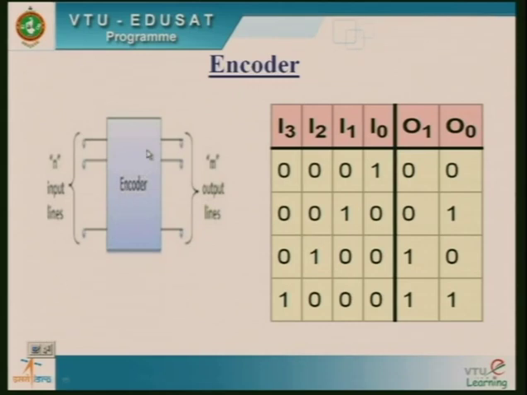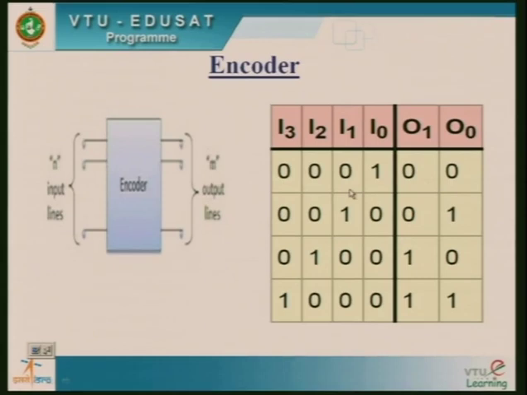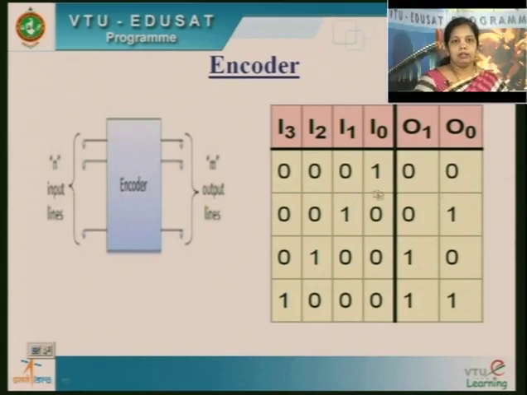In this we have n input lines and m output lines. This is a reverse operation. As we discussed in the decoder, the number of output lines was more. Here the input lines are more and the output lines are fewer.